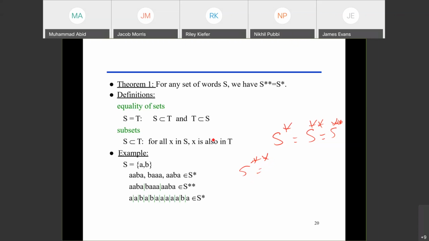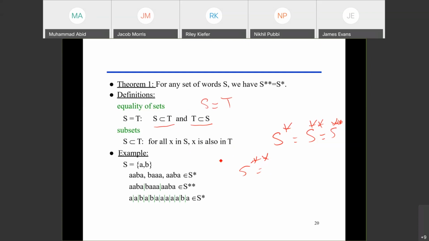We can prove this with some set theory, and you saw the equality of sets: if S is a subset of T, all members of S are in T, and all members of T are in S, then S is equal to T. So this is what we are saying. Now S is a subset of T if for all x in S, x is also in T.